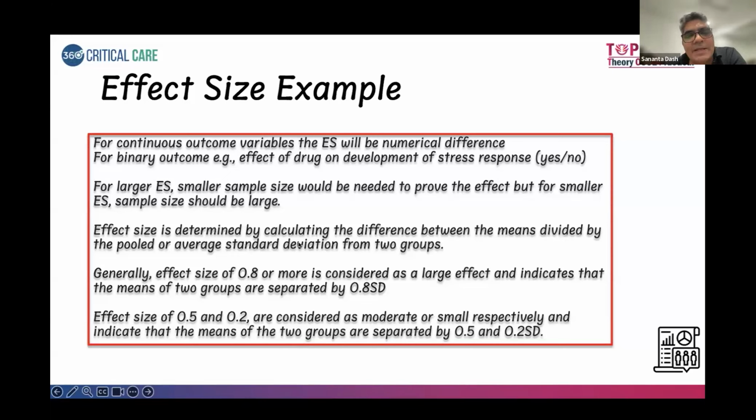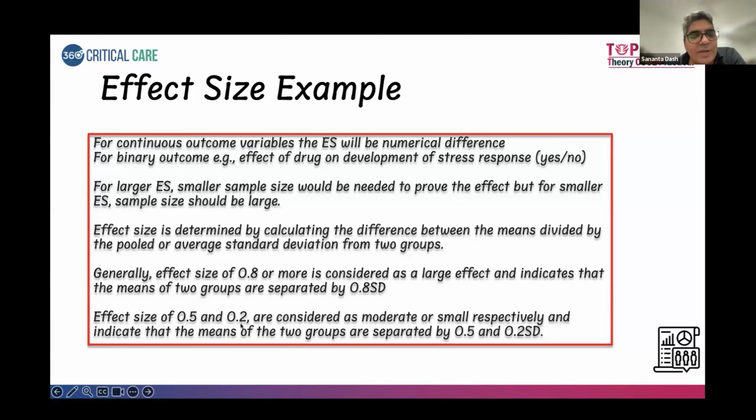Effect size is determined by calculating the difference between the means divided by, I'll talk about that, the pooled or average standard deviation from the two groups. Generally, an effect size of 0.8 or more is considered a large effect and indicates that the means of the two groups are separated by at least 0.8 standard deviation. So we need at least an effect size of 0.8 between two groups.